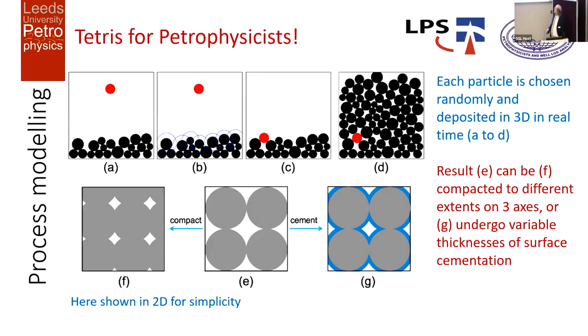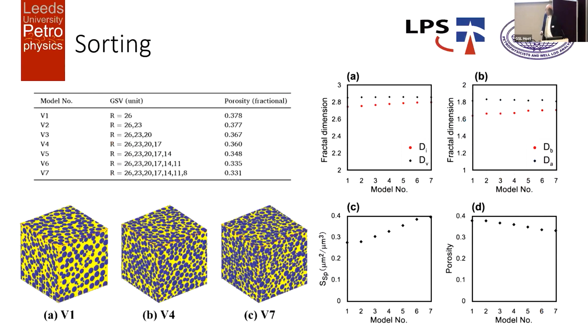So we have here an example of 3 models, V1, V4 and V7, and the models are shown up here in this table. And as you can see, V1 is just a single grain size, V2 has 2 grain sizes, and so on. So V7 here has 7 grain sizes making up this model. And the model is created in that depositional process that I showed you earlier.